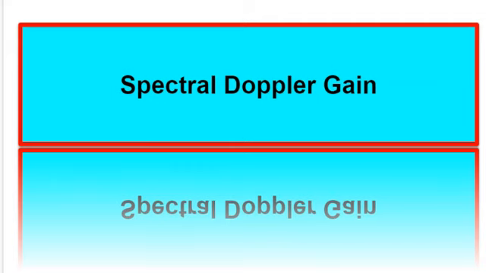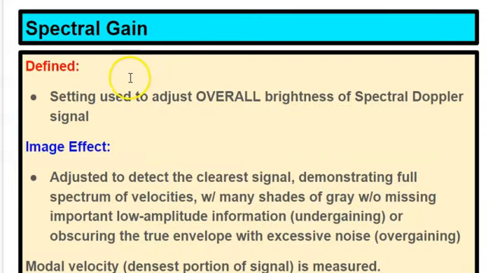Okay, spectral Doppler gain. We have a gain button for our spectral Doppler and color Doppler. This is for spectral. It's a setting used to adjust the overall brightness of our spectral signal. The effect on the image: adjust to detect the clearest signal, demonstrating full spectrum velocities with many shades of gray without missing important low amplitude information, which would happen if we undergained, or obscuring the true envelope with excessive noise, which would happen if we overgained. We want to measure the modal velocity, that is the densest portion of the signal. That's what we're trying to measure.